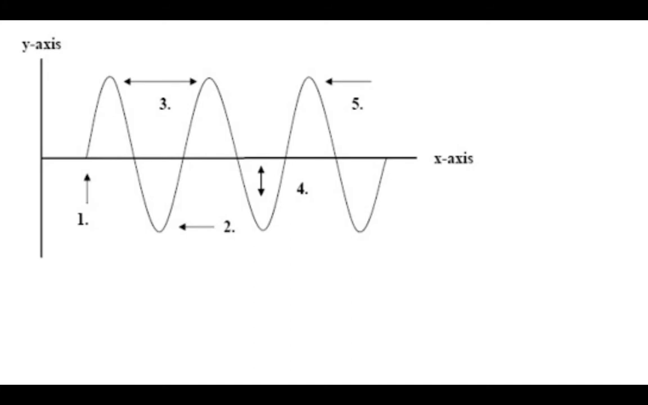This diagram doesn't show the wave height. The wave height would be from crest to trough. So if I were to measure from the crest at number five all the way down to the bottom where the trough would be, that is the wave height. The wave height is double the amplitude, number four.